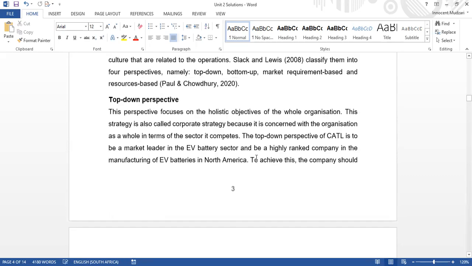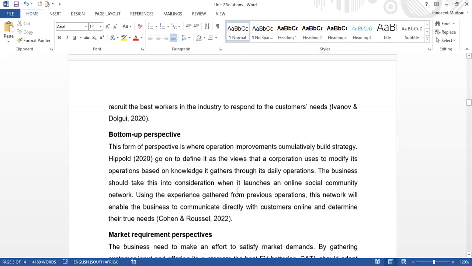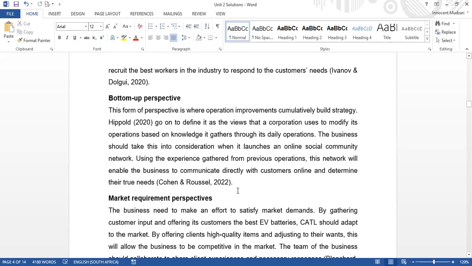Okay, and then from the top-down perspective, we have the bottom-up perspective, right? So this form of perspective is where operations improvements cumulatively build strategy.